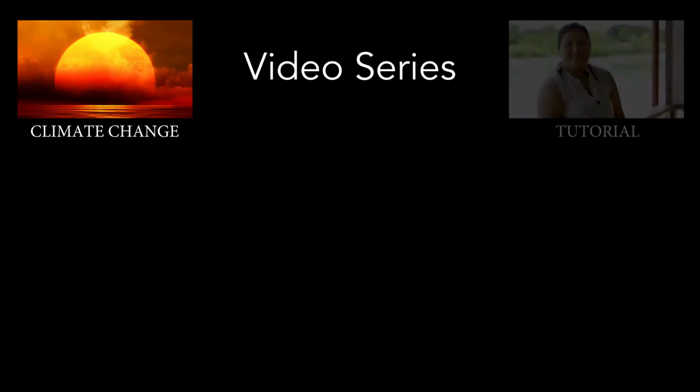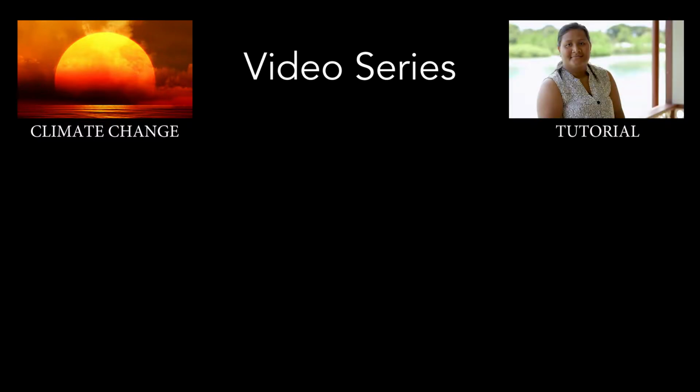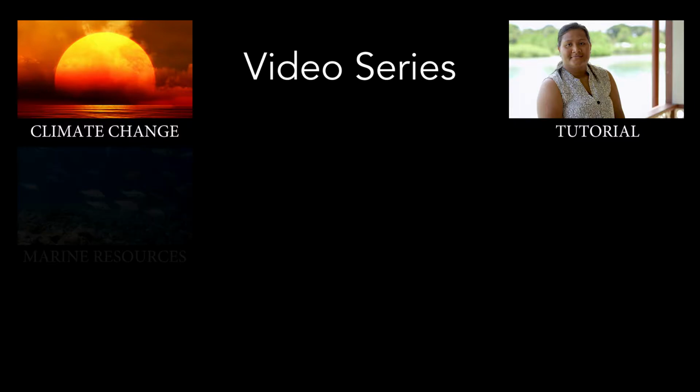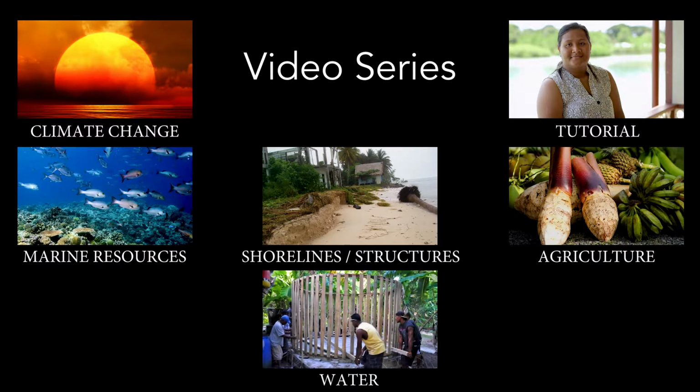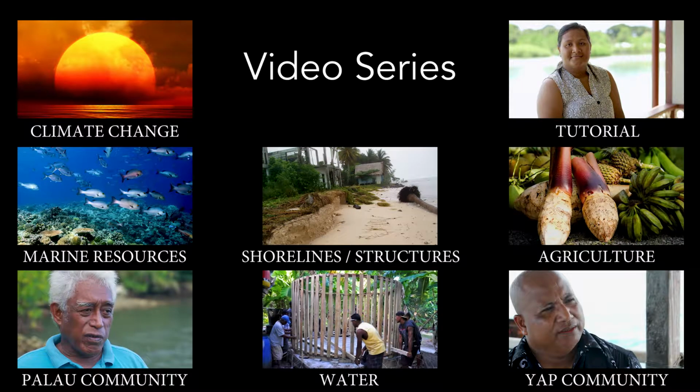This video is part of a package of videos and a workbook that can help community outreach and planning for climate change and other threats. This series of videos includes an outreach video on climate change, this video on how to review past weather events that impacted your community and choose resources for planning, 4 additional videos for developing actions for the following: marine resources, shorelines and structures, agriculture, and water, and 2 video examples of communities from Palau and YAP which are taking action to protect their resources and prepare for climate change.